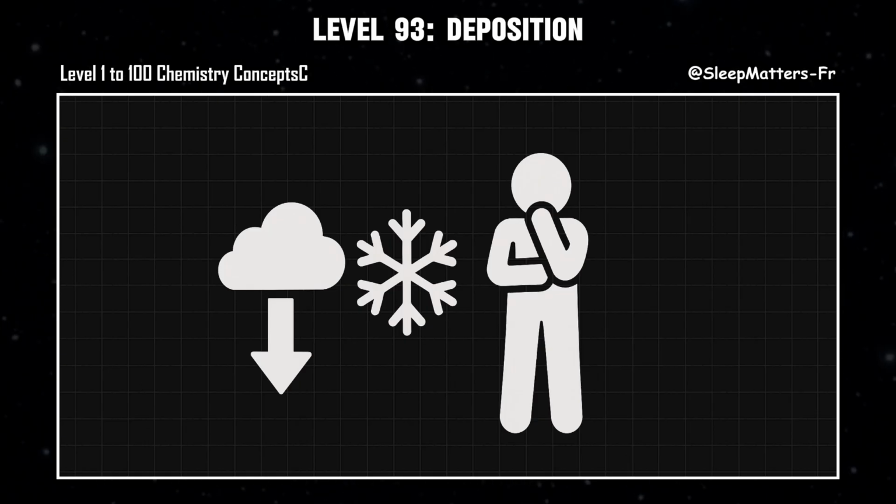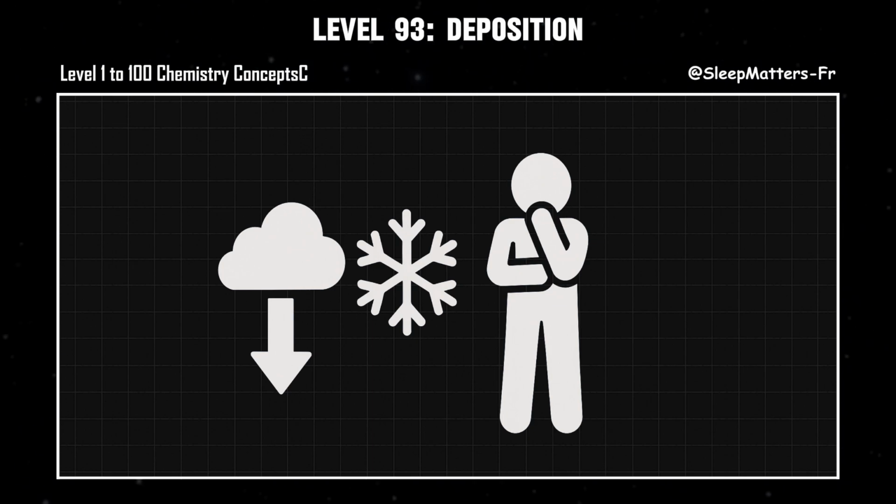Think of dry ice. It does not melt into water. It turns straight into carbon dioxide gas. That is sublimation. But deposition is the other side of that coin. It is a process of freezing without the liquid stage.